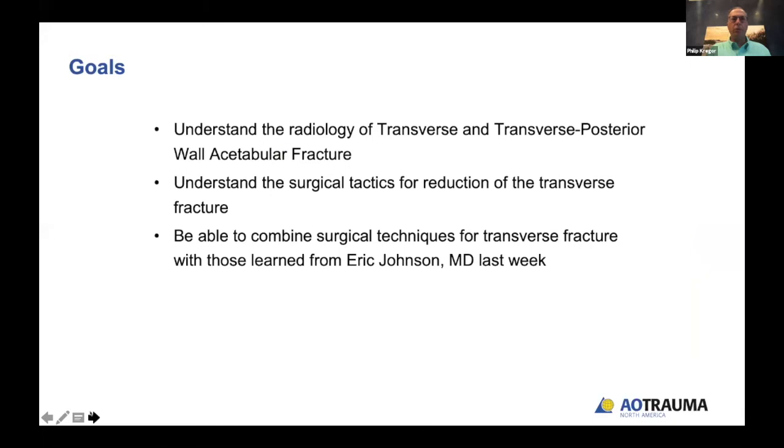So my goals are really to have you understand the radiology of the transverse and transverse posterior wall acetabular fracture, understand the surgical tactics for reduction of the transverse fracture, and then have you remember what Eric Johnson from UCLA taught you last week about the posterior wall and combine that for the transverse posterior wall acetabular fracture.